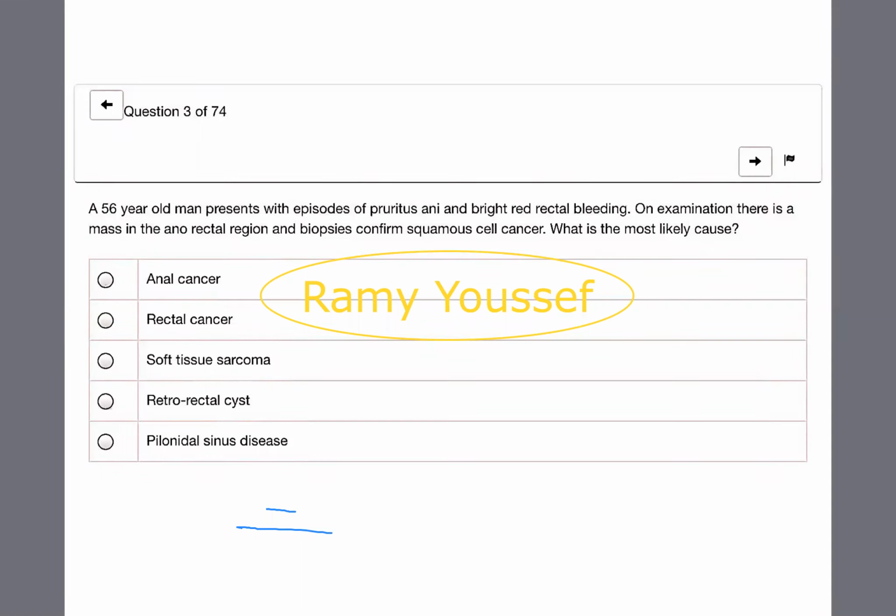A 56-year-old presented with an episode of pruritus ani and bright red rectal bleeding. On examination, there is a mass in the anorectal region, and biopsy confirms squamous cell carcinoma. The most likely cause: anal carcinoma, rectal carcinoma, soft tissue sarcoma, retrorectal cyst, pilonidal disease. So it is anal carcinoma. Exactly.